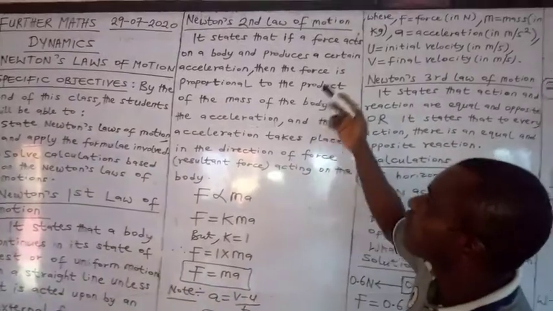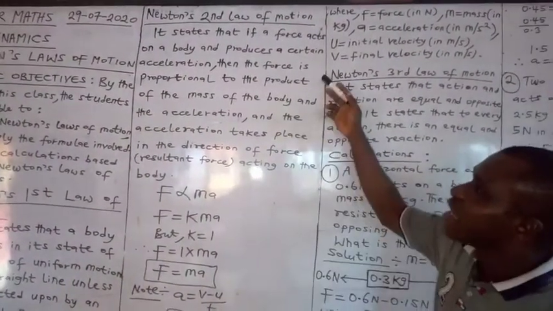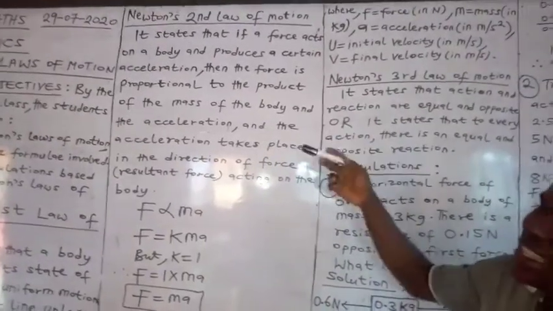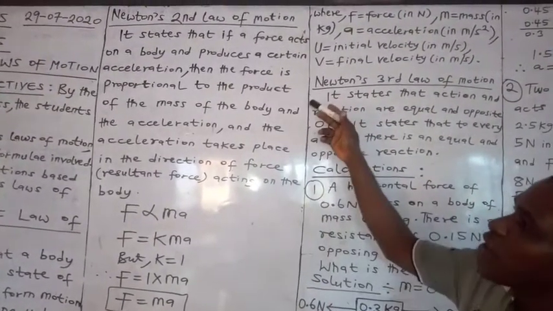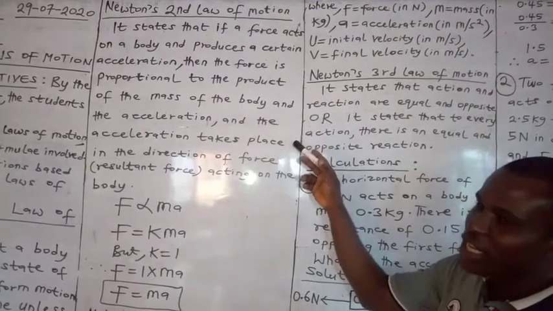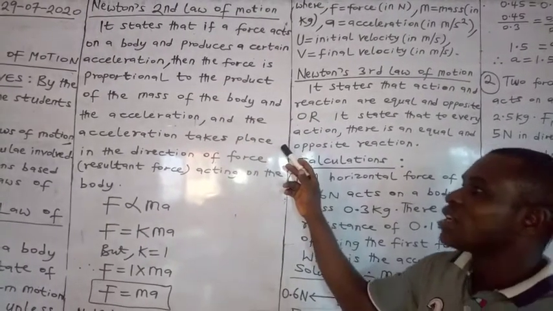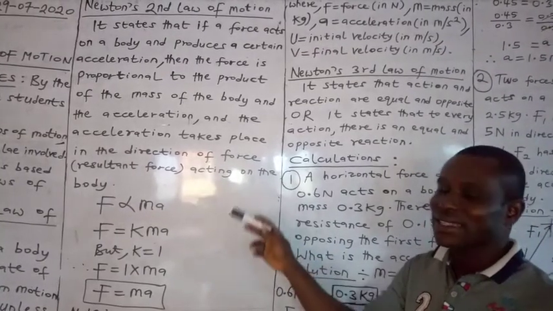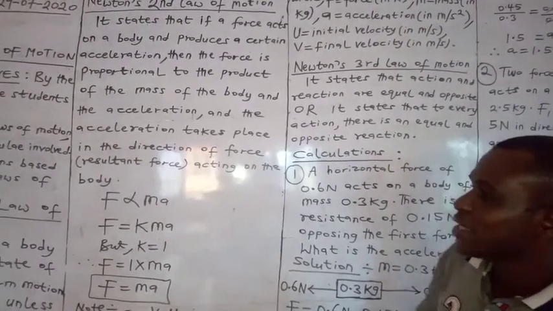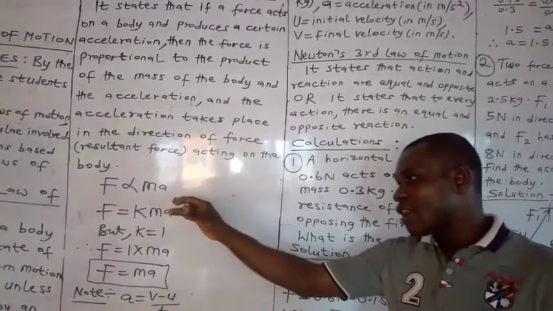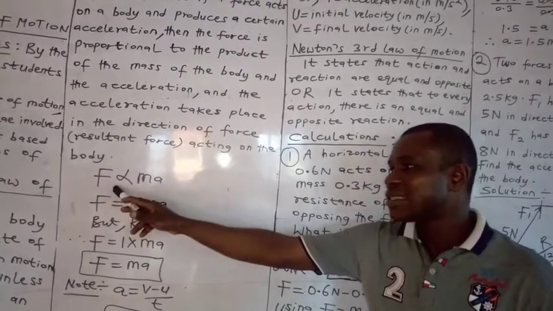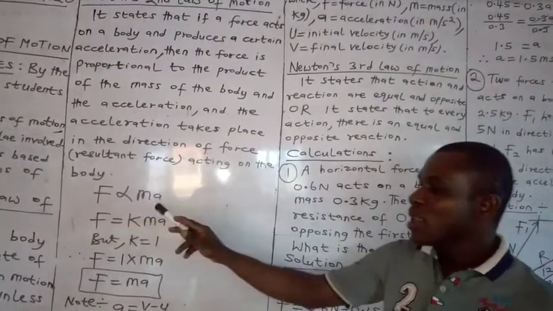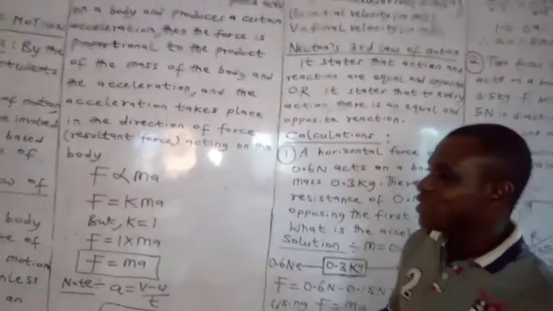We go over to Newton's second law of motion. It says that if a force acts on a body and produces a certain acceleration, then the force is proportional to the product of the mass of the body and the acceleration, and it takes place in the direction of the force. That's the resultant force acting on the body. In the formula, you have the force directly proportional to what? Ma. This is the force, M is mass, A is the acceleration.